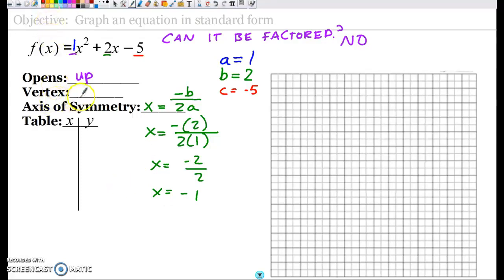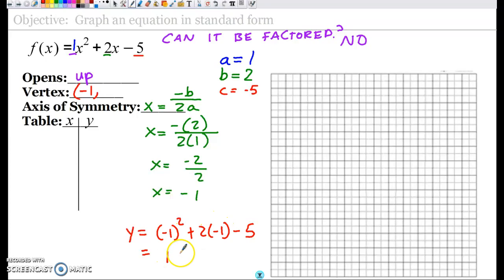Now to find the vertex, I plug negative 1 into the equation for x. Notice I can't plug it into the factored form, so now I have to plug it into the normal equation. X squared: I want to plug in negative 1 for x. X squared plus 2 times x minus 5. What's negative 1 squared? Negative 1 times negative 1, positive 1.